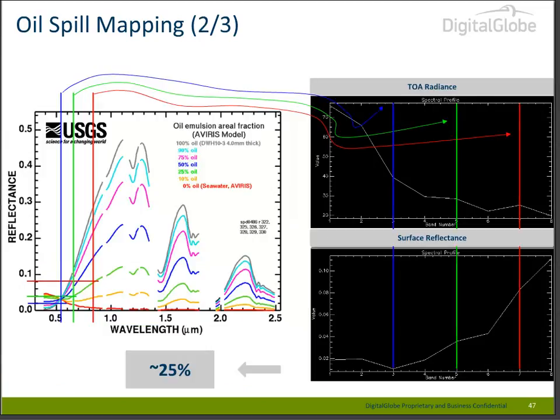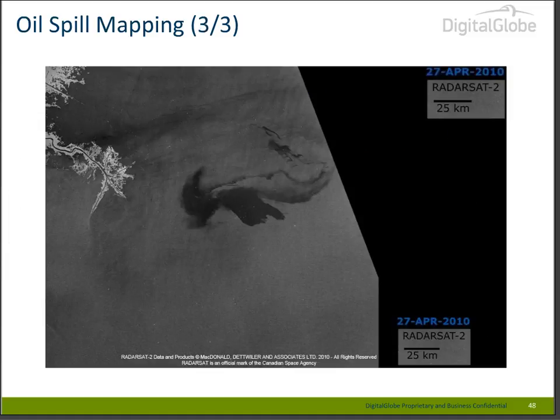Well, to help us out on this, we use some spectral libraries from USGS of oil, in particular oil spill. And we can see, using matching techniques, that our surface reflectance curve seems to be more in agreement with this plot. Using this information, we can say that that specific point had a concentration of oil of about 25%. This kind of information is really helpful because we can now create oil spill maps.